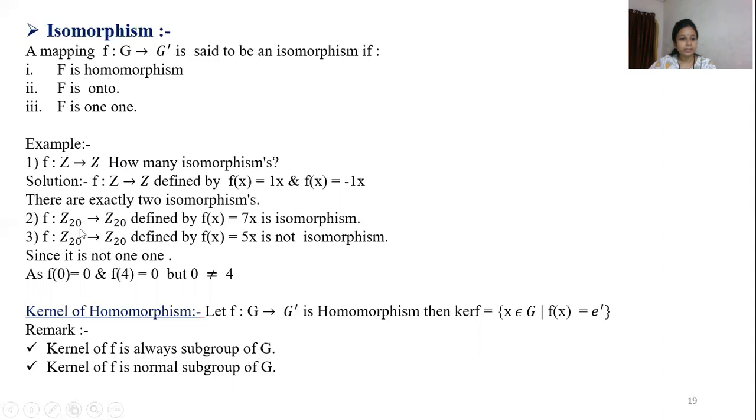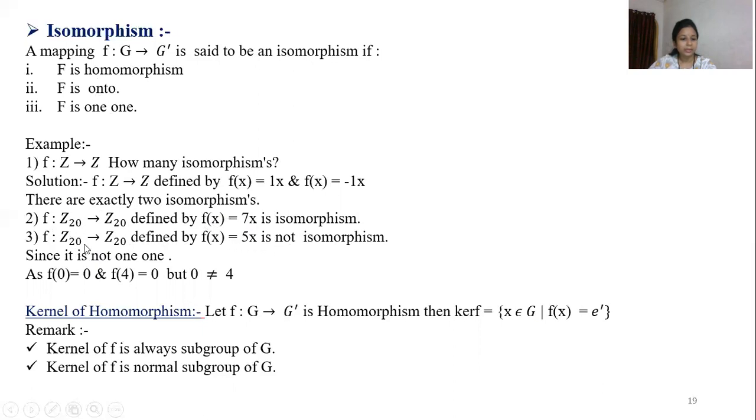f of x is 7x, Z20 to Z20. Is it an isomorphism? There is one short trick to check whether f from Zm to Zn, with f of x defined by ax, is an isomorphism. Suppose a is 7 here. Simply check whether the GCD of a and n is 1 or not. If it is 1, it is an isomorphism. Here the GCD of 7 and 20 is 1. That's why it is an isomorphism.